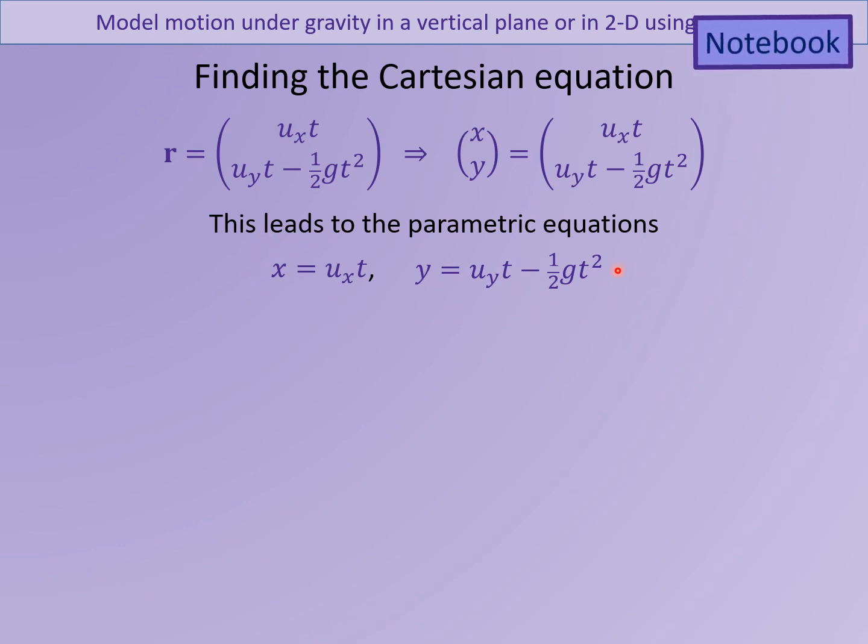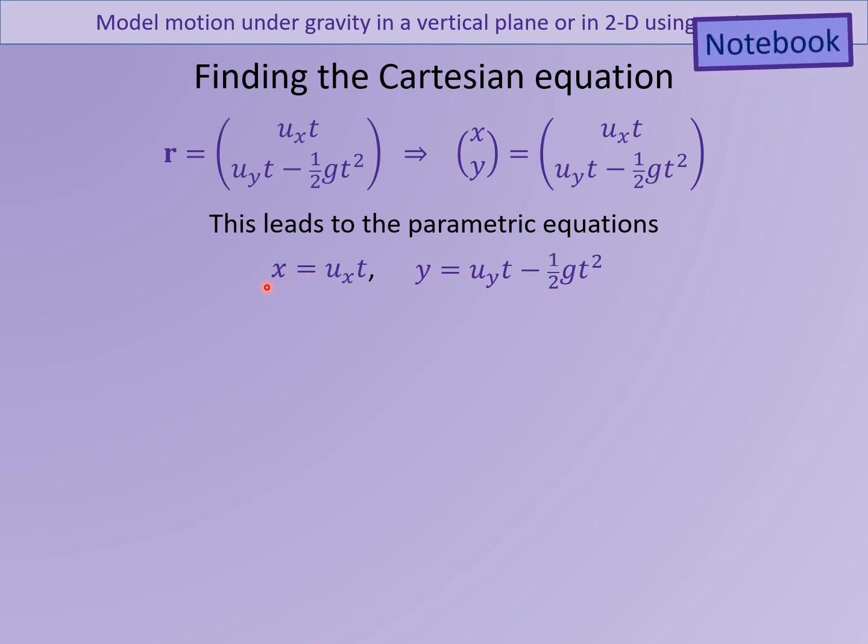Once I've done that, how do I go from parametric to Cartesian? What do I need to do to go from a parametric equation to Cartesian? And again, if you were here, I'd hope one of you would tell me that you change the parameter in here.